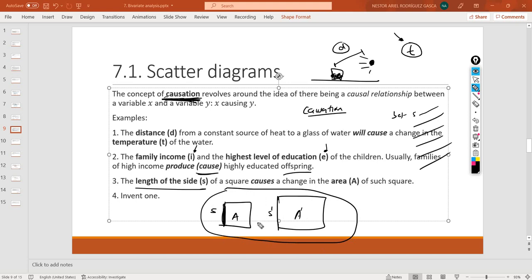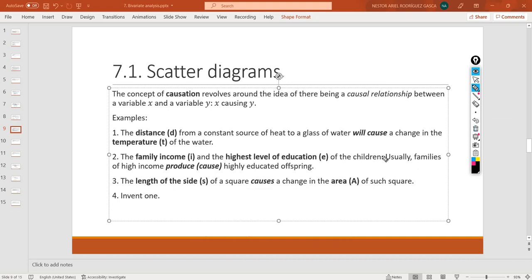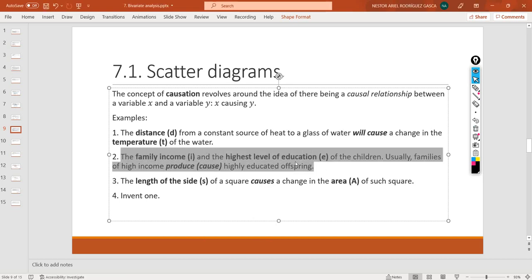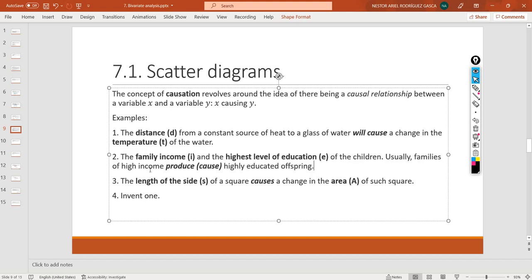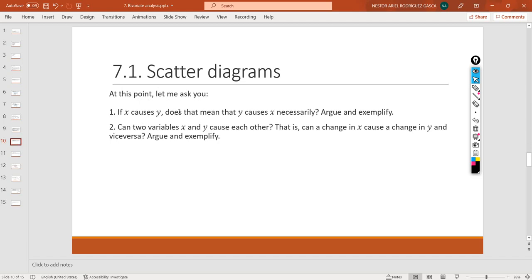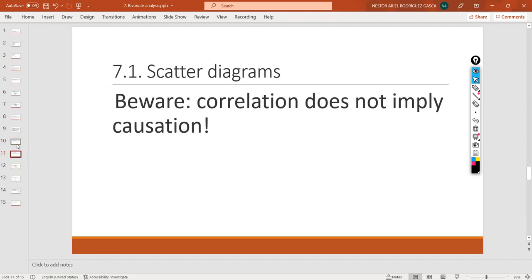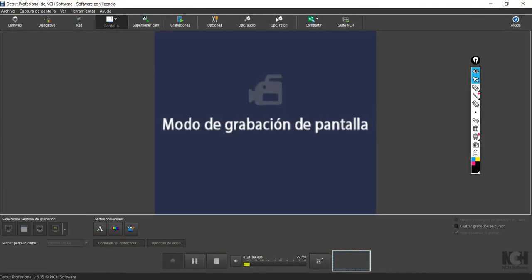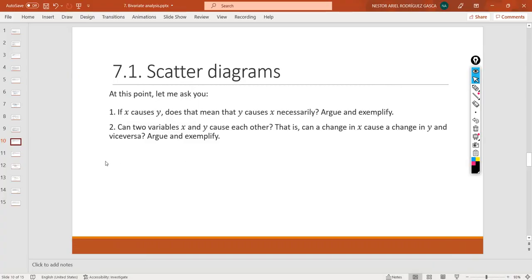Usually in mathematical examples like this, the concept of causation is obvious. It's right in your face, so you don't have to think that much. In other examples, examples from real life, it is much more difficult to assess causation. It is in fact extremely difficult, to be honest with you. Let me stop right here.